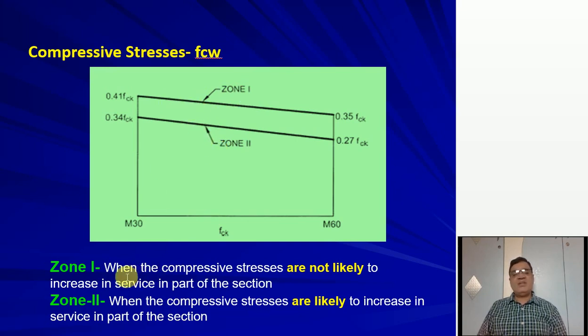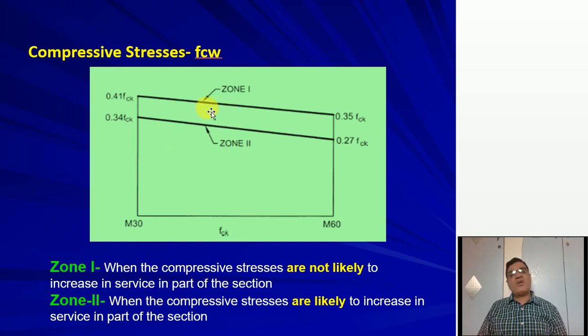Very simple, you have to remember that when the compressive stresses are not likely to increase in service span in part of the section, then adopt it as a zone 1 structure. And if there is possibility that the compressive stresses are likely to increase in the service span, that means the loads are not fixed and you cannot predict them, then go on the little bit conservative side, and that's why zone 2 is given. So zone 2 values are lesser than the values for zone 1.